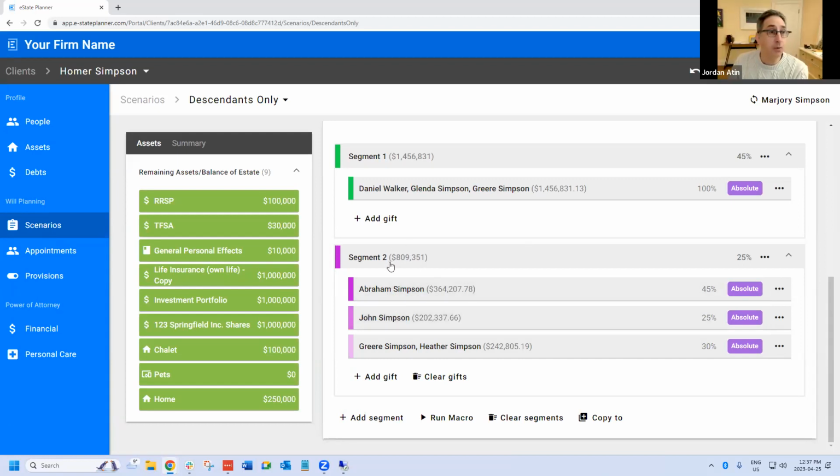Yeah, the classic one is where you've got a group of people, for example, siblings, okay? There are three siblings, you want them to be treated differently, so different percentages, but if any of them aren't alive, you want it to go to the other siblings. So you would pool those all in one segment so that it automatically redistributes among that group of people.